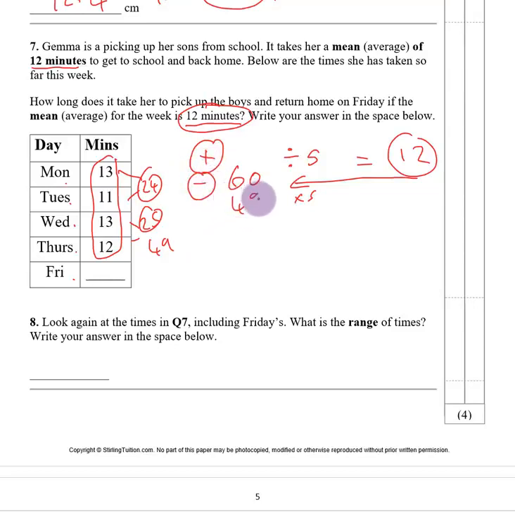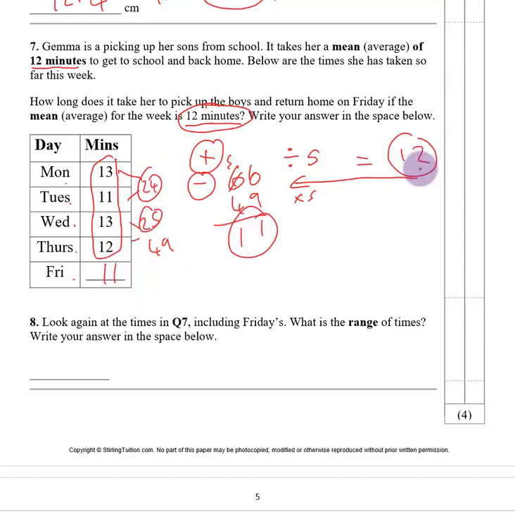So I'm subtracting 49 from the 60. And that'll leave us with the missing number. So 0 take away 9 we cannot do. Borrow, 10 take away 9 is 1. 5 take away 4 is 1. So the missing number here will be 11.